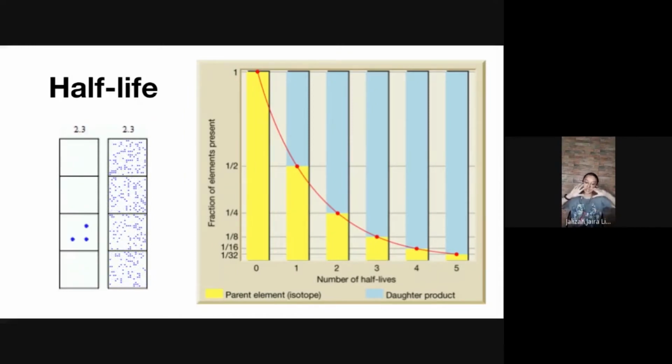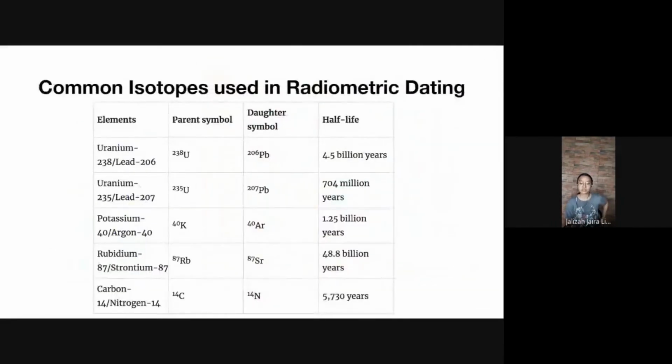Of course, it depends on the object as to which isotope we're going to use. Different objects would oftentimes have different isotopes that would be more appropriate for them. So these are the common isotopes when it comes to radiometric dating.